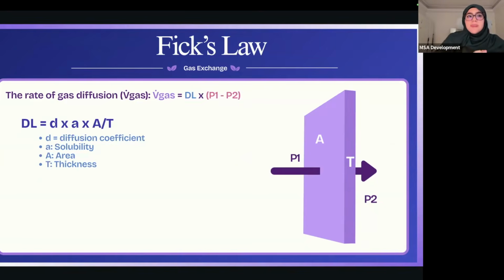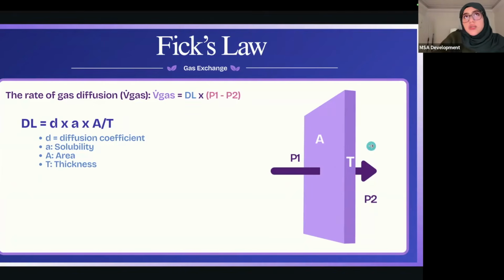But thickness is indirectly proportional to diffusion capacity because it's a fraction. And so it makes sense. It's logical. The thicker something is, the harder it is to diffuse through it, right? And so you'd want it to be pretty thin. So the less thick it is, the better.